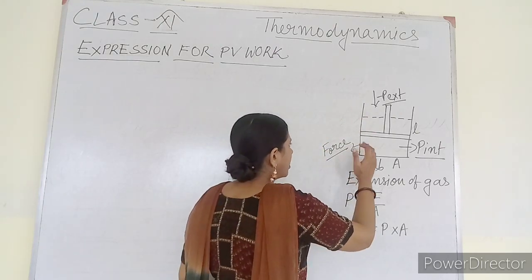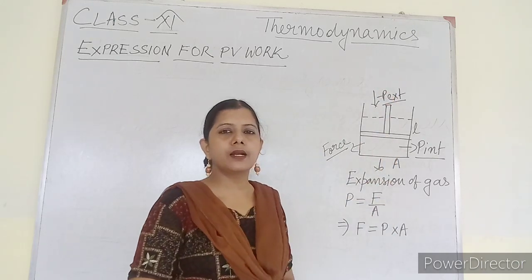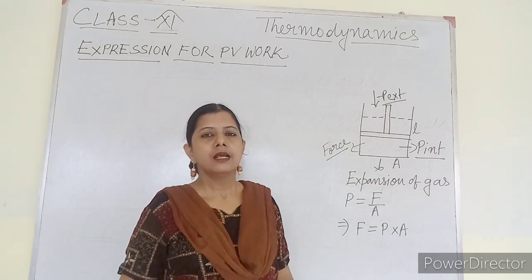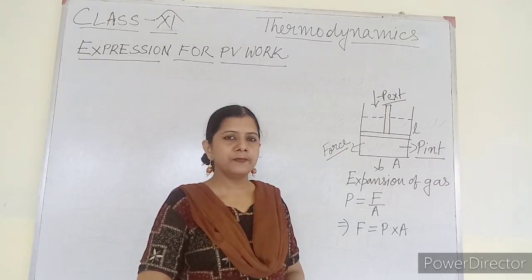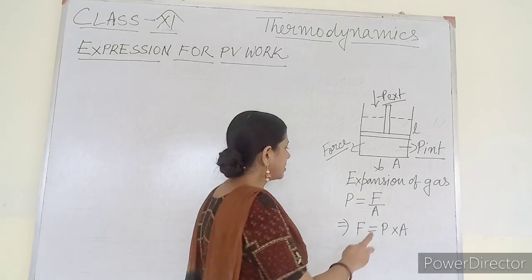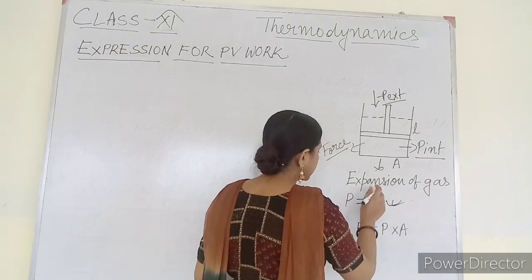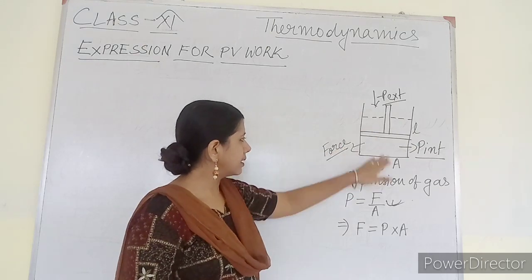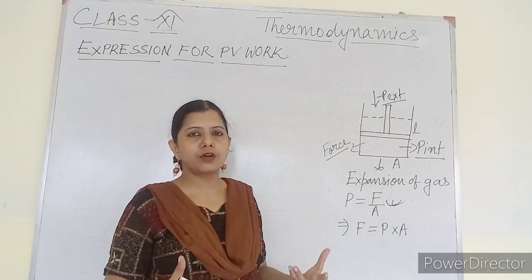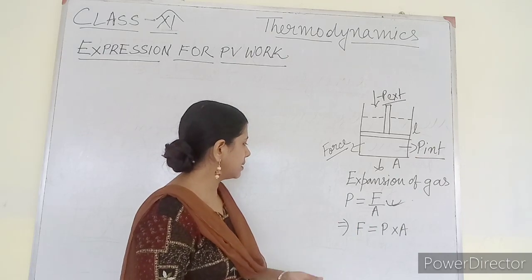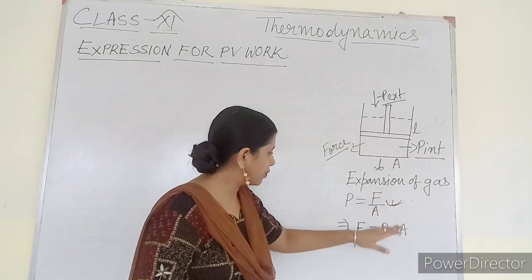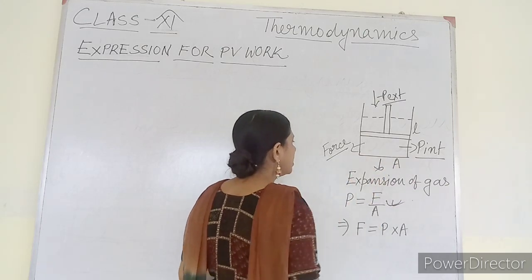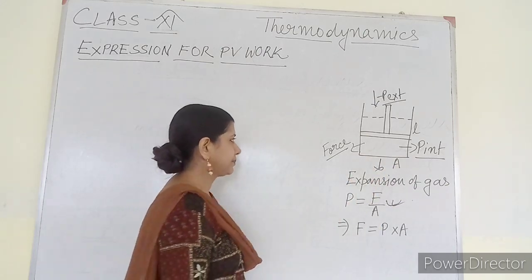Now, for the expansion, definitely force has been applied by the gas on the piston. That's why expansion is occurring. We know that pressure applied by the gas is equal to force per unit area. Whatever pressure the gas is applying on the piston, that pressure is equal to force per unit area. And this is the area of cross section, which I have taken as A.